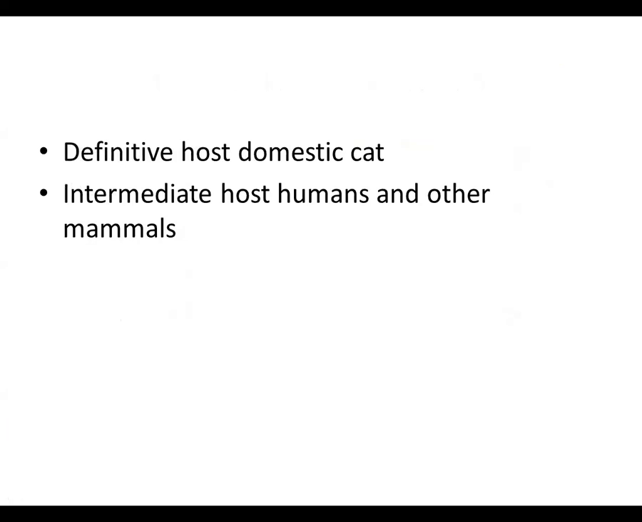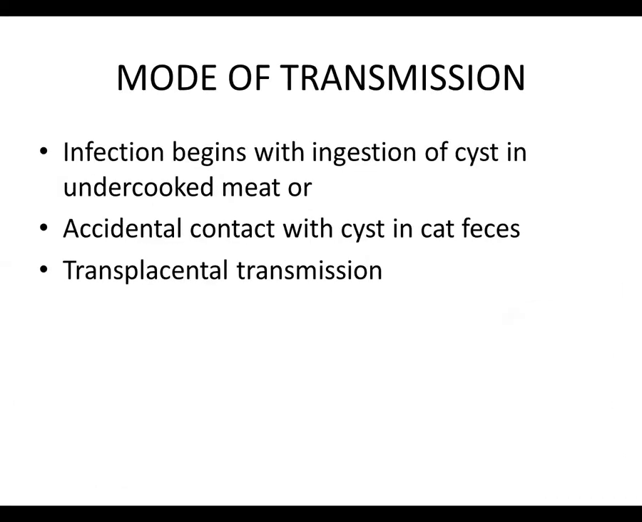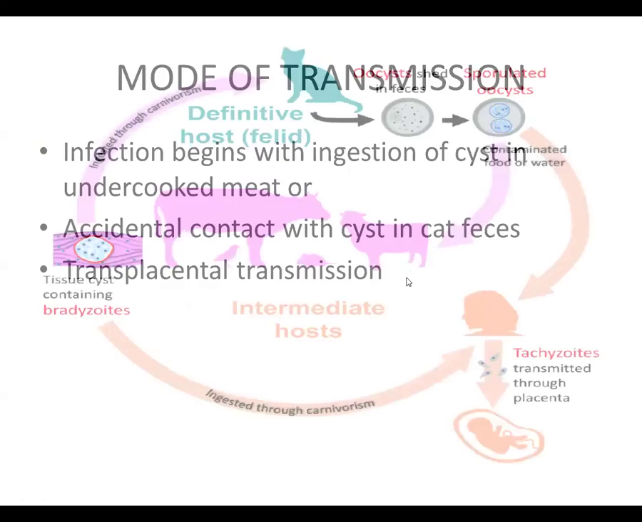The definitive host is the domestic cat, and the intermediate hosts are humans and other mammals. Mode of transmission: infection begins with ingestion of cysts in undercooked meat or accidental contact with cysts. It means food-borne or transplacental transmission. The contaminated meat or food can be a source of transmission of the disease, or contact with cat feces which are infected, carrying this Toxoplasma. And transplacental transmission from mother to fetus is also there.